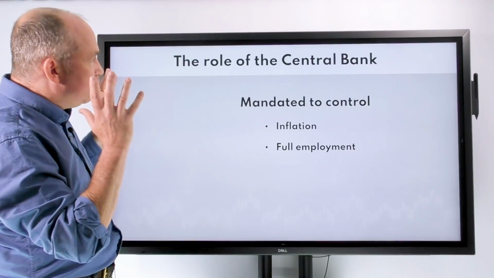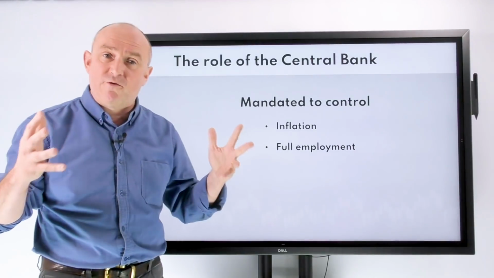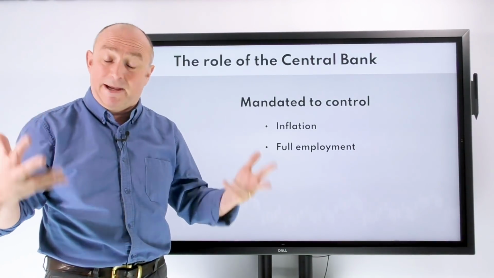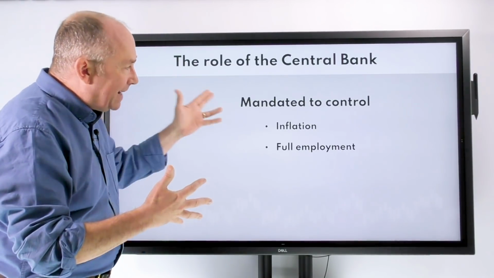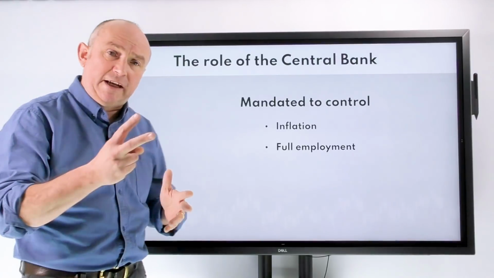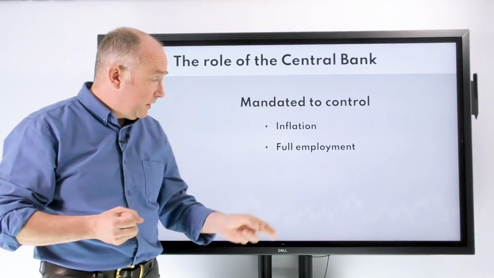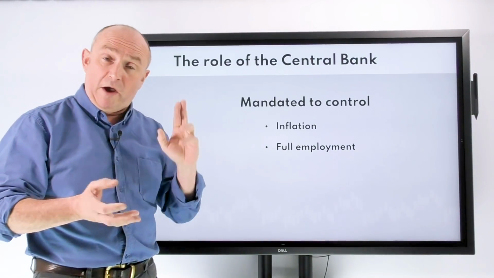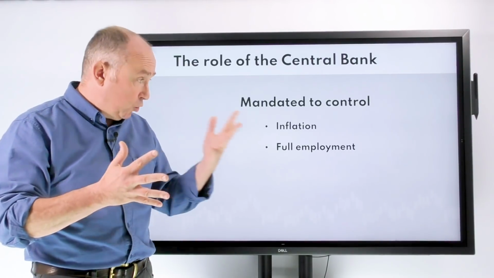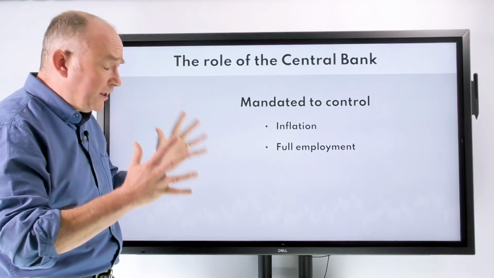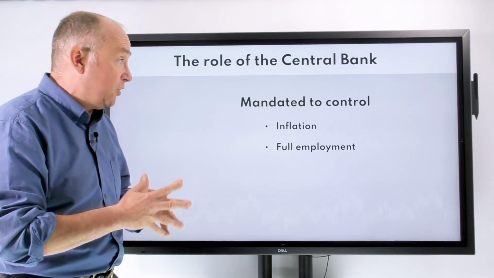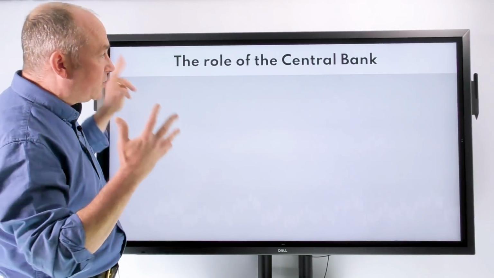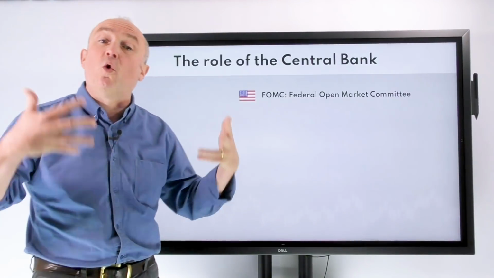Now let's look at the role of the central bank. Every government around the world appoints central banks to basically control monetary policy. Central banks are normally mandated to do two things: to control inflation and to maintain full employment. One of the two, or sometimes both, dual mandates. Inflation is key to what interest rates are likely to do, and the central bank controls those. Central banks around the world are looking at this all the time.